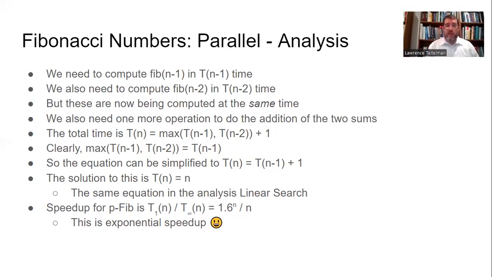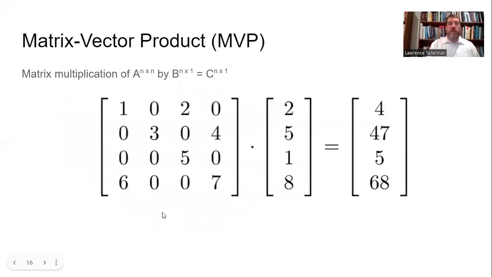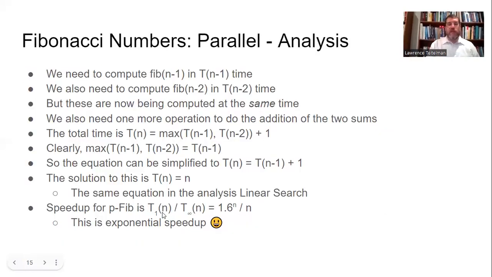So look at this. We're saying when I have only one processor and I implement it recursively, then what's my time complexity? 1.6 to the n. If I have arbitrarily many processors, and this becomes my recurrence, what was my time complexity? n. So my speedup is 1.6 to the n over n, which is exponential speedup. That is very good.